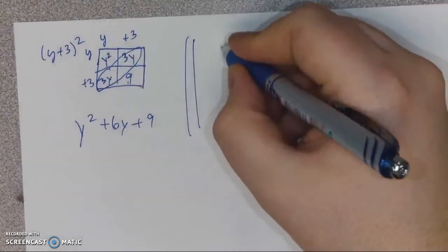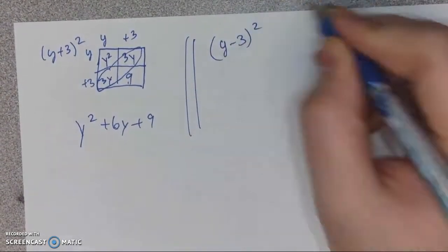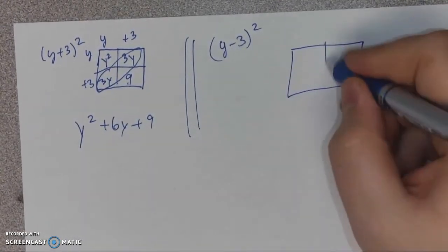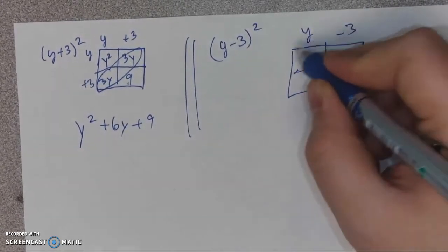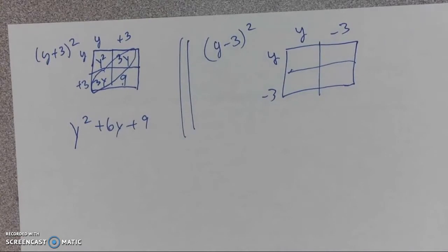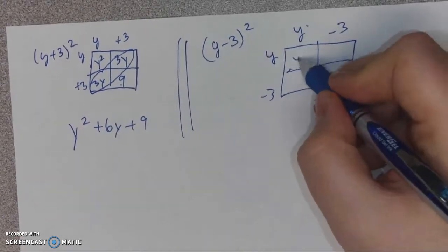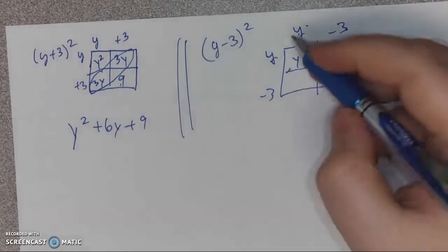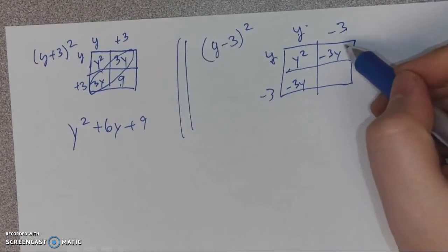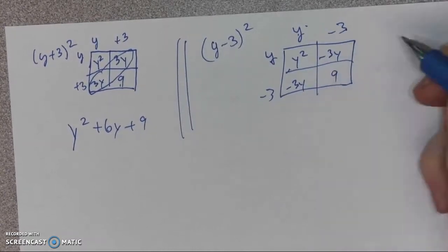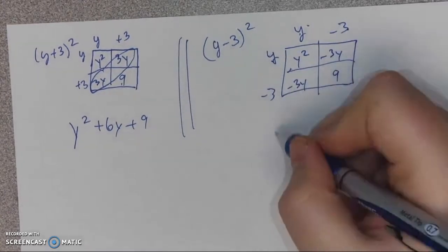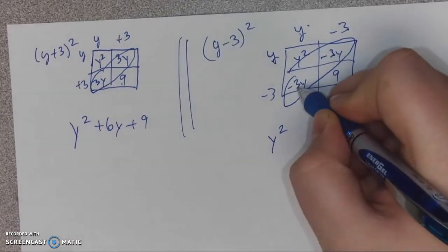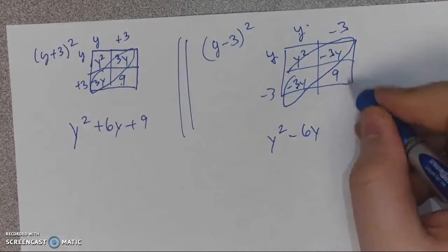My second box method is with y minus 3 squared. So here's my box. This time I have y minus 3 times y minus 3. Again, you'll play the same game. Y times y is y squared. Y times negative 3 is negative 3y. Y times negative 3 again is negative 3y. And negative 3 times negative 3 is 9. We can copy down within our boxes: y squared, negative 3y plus negative 3y is negative 6y, plus 9.